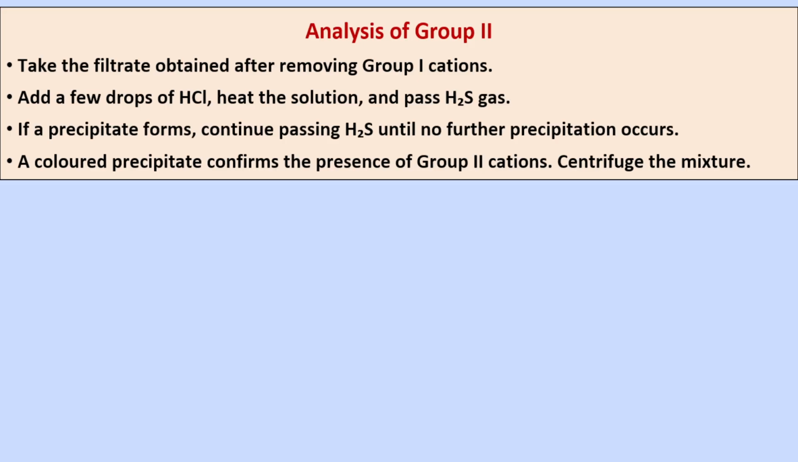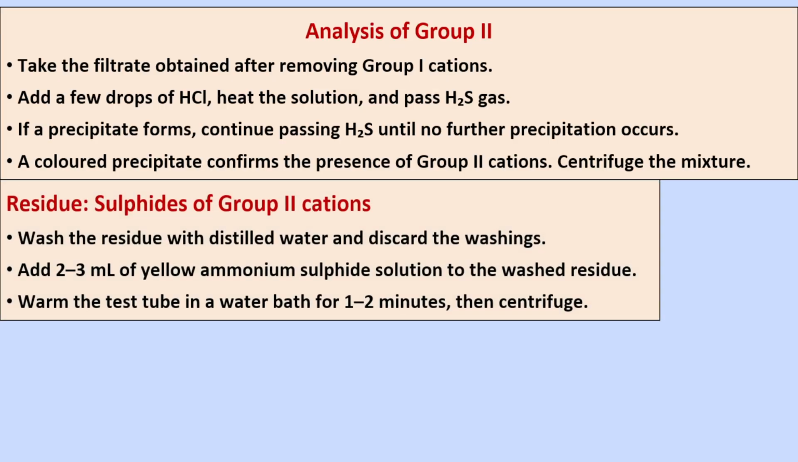The mixture is then subjected to centrifugation to separate the group 2 from the group 3 onwards cation. The residue contains sulfide of group 2 cation and the filtrate contains the cations from group 3 to group 6. This residue is washed thoroughly with distilled water and washings are discarded.